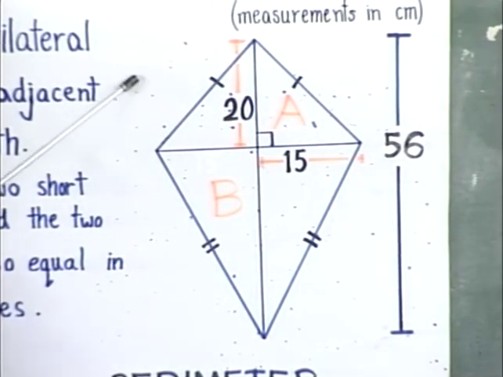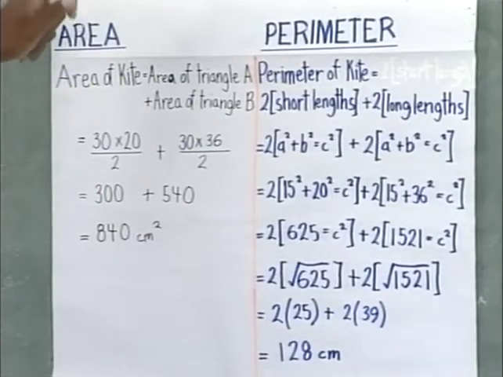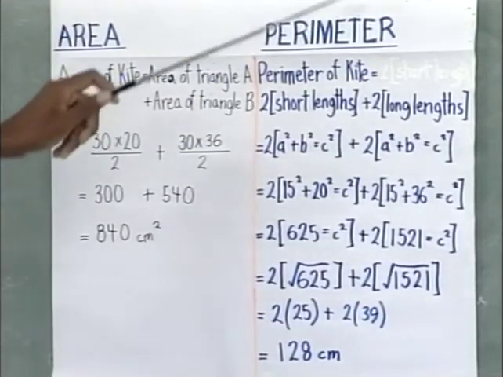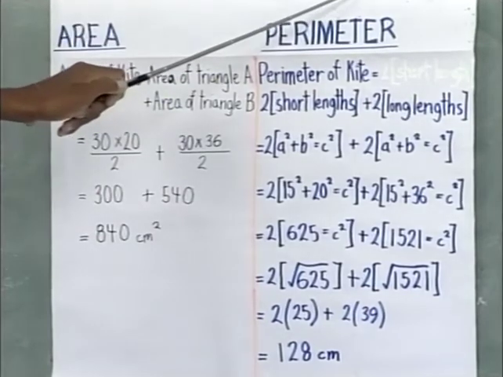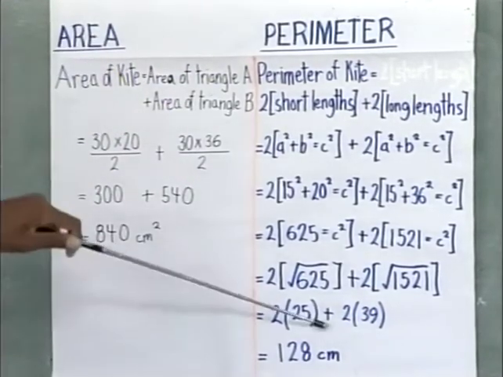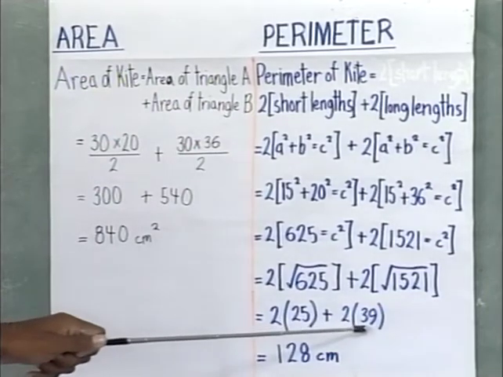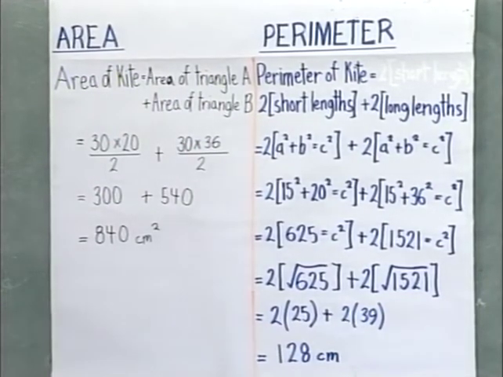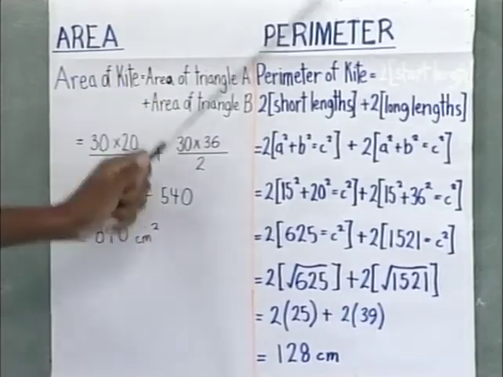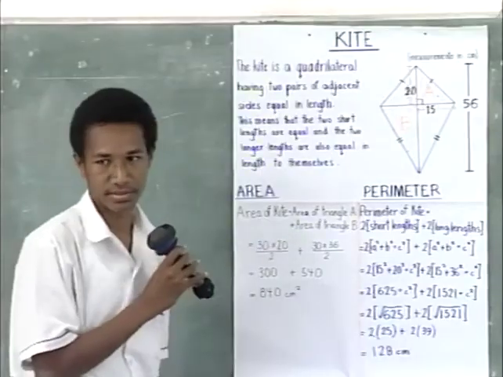And we found the square root of these two lengths. The square root of 625 is 25. The square root of 1521 is 39. So we multiplied the lengths by 2, and this also by 2. So we got 2 times 25, that's 50, plus 2 times 39, that's 78, which is 128 centimeters, the perimeter of this kite.